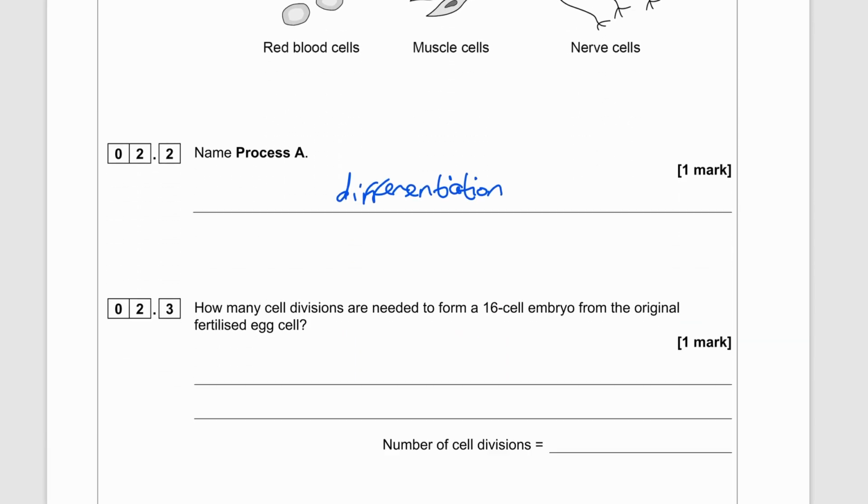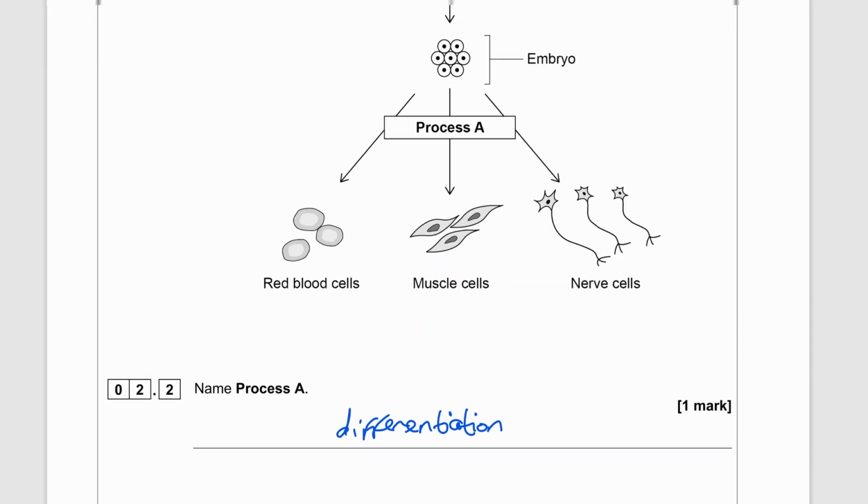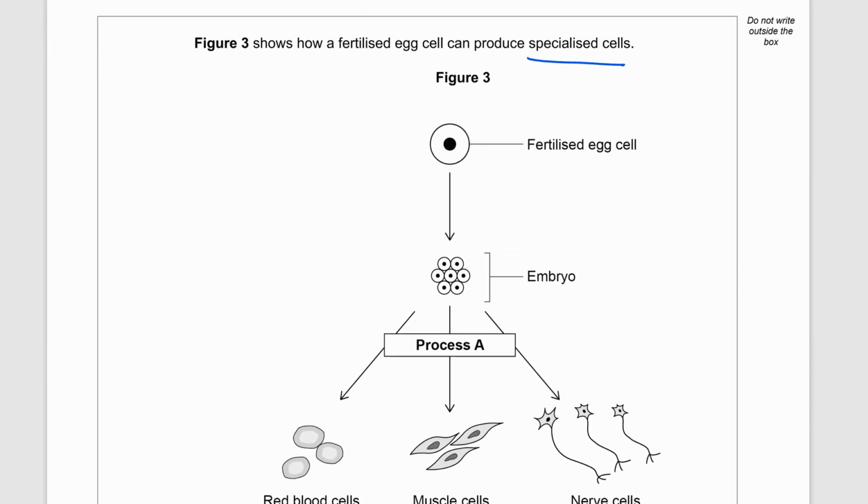2.3. How many cell divisions are needed to form a 16-cell embryo from the original fertilized egg cell? So it seems like we need to do some calculation because we're looking for a number here. So let's remind ourselves, a fertilized egg cell to develop into an embryo must go through the process of mitosis, which is a form of cell division. So if we're starting off with one cell, at the end of mitosis, it should form 2 cells. And that technically would be one cell division.